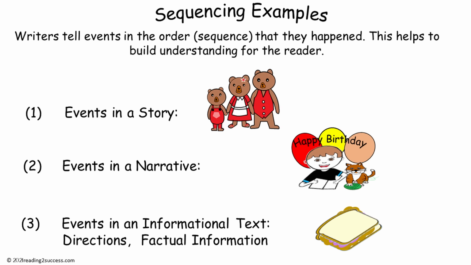We are going to begin by introducing kids to sequencing examples. They need to know that writers tell events in the order, the sequence, that they happened to build understanding for the reader. So we're going to look at events in a story, events in a narrative, and events in an informational text, specifically directions.